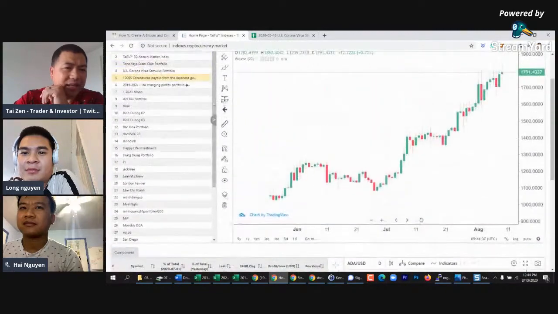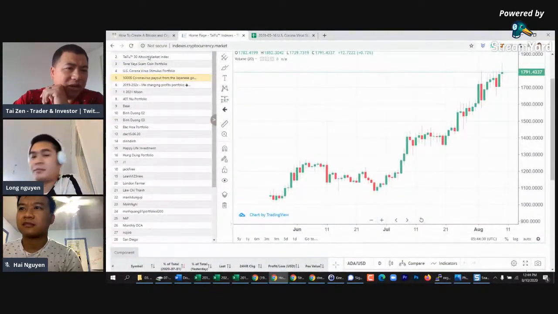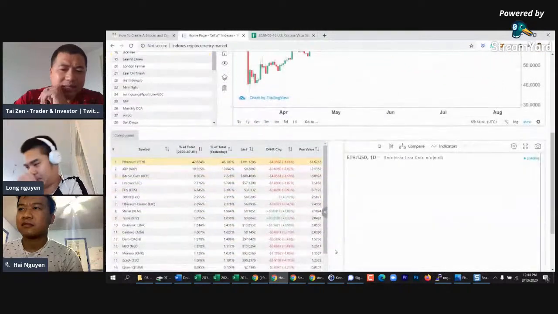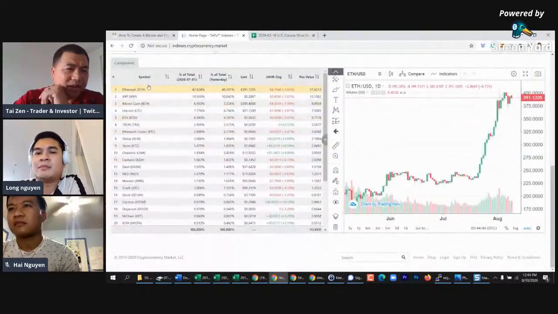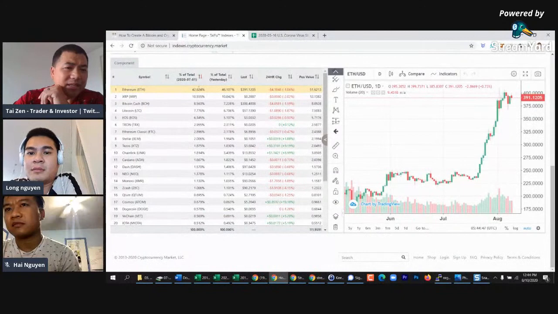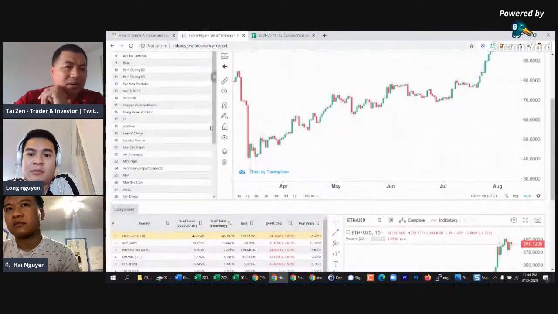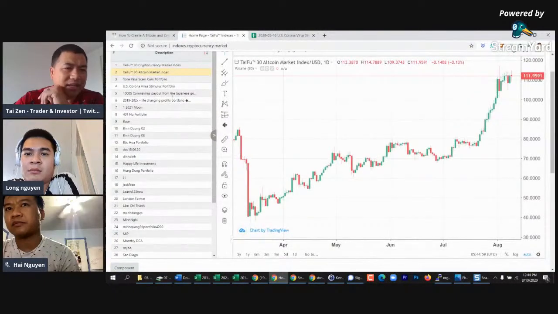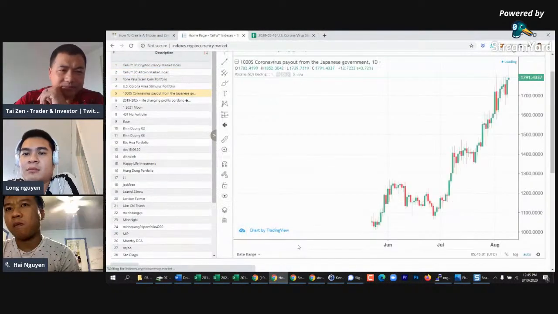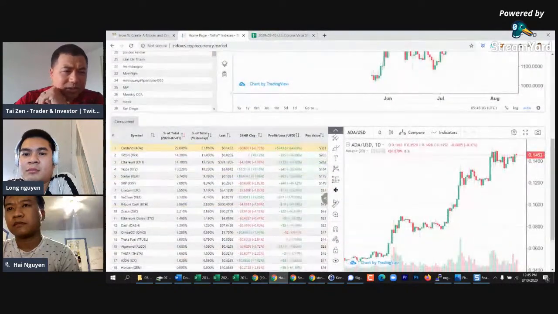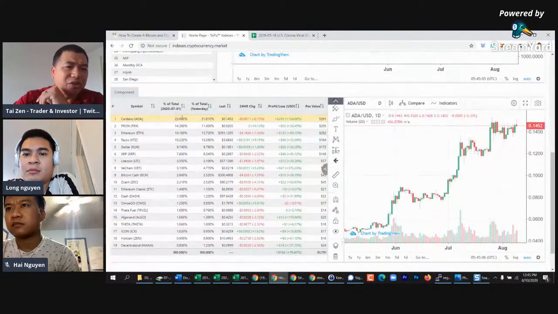Okay. If you guys look at the altcoin market index, what's missing in here is Bitcoin, right? And so Ethereum is the biggest position at 42%, and Cardano is down here at number 11 at 1.6%. And the reason why it's doing better is because if we go back to the Japanese portfolio, he has Cardano at 22% and Ethereum's only at 14%. So the percentage difference, right?